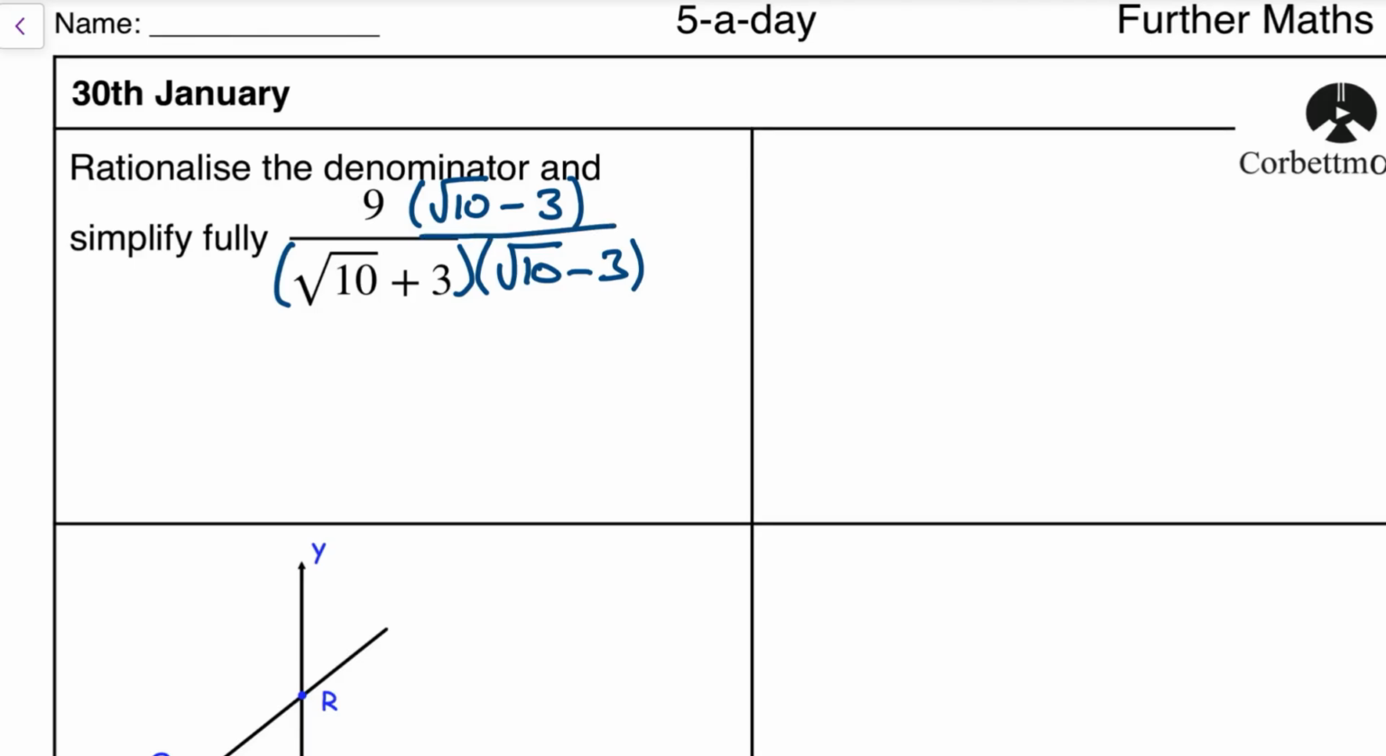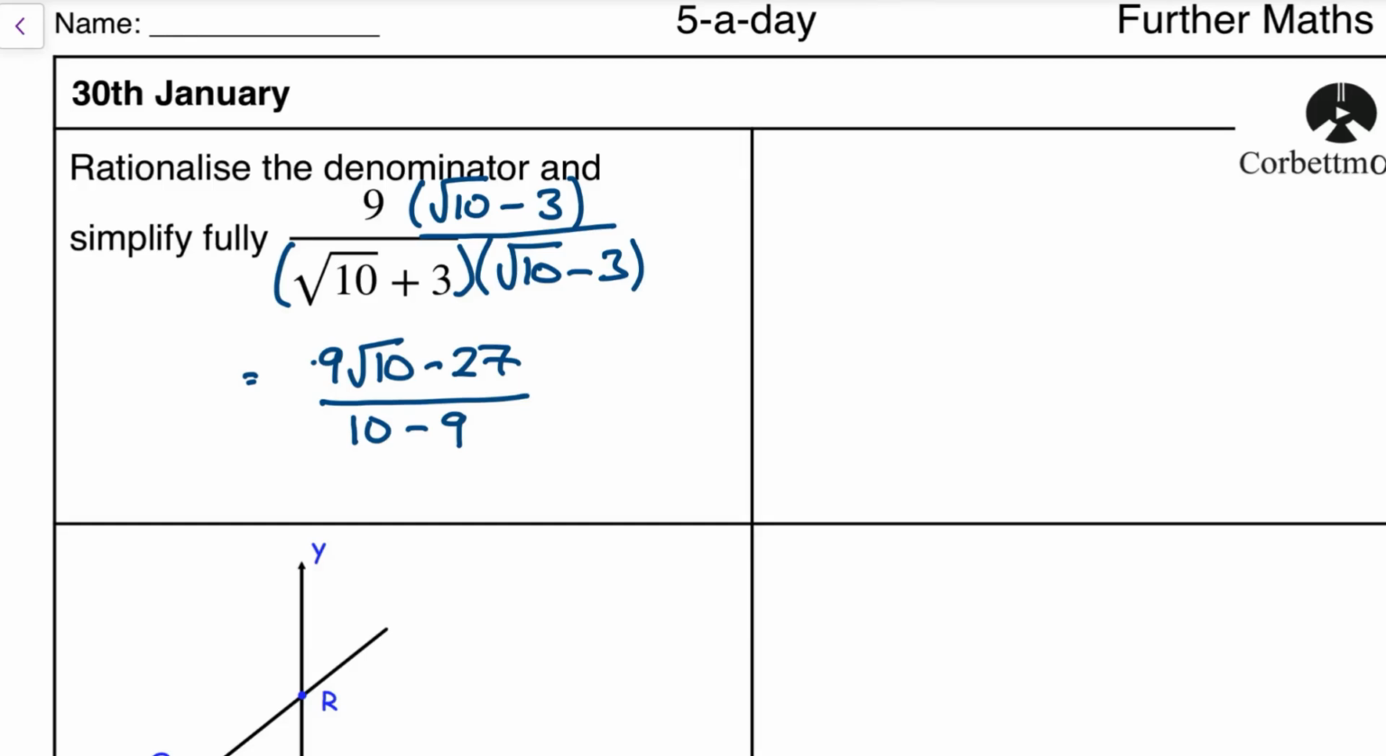Expand the, I think it just means expand the brackets, doesn't it? So 9 times root 10 is going to be 9 root 10. 9 times minus 3 is minus 27. Then on the bottom, we've got root 10 times root 10, which is 10. And 3 times minus 3, which is minus 9. 10 minus 9 is 1.